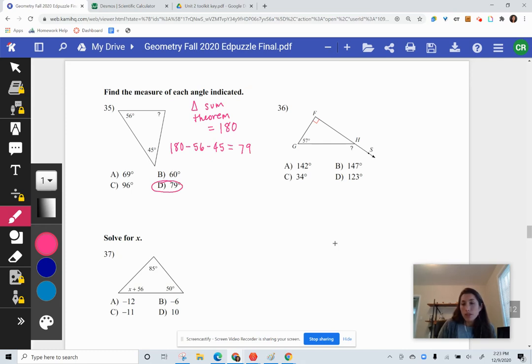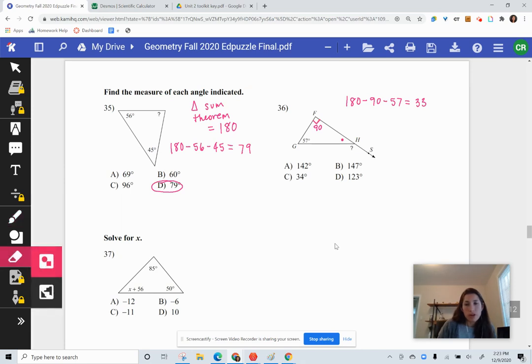We're going to use the triangle sum theorem for this problem as well. So I know this angle here is a right angle. That's 90 degrees. And I'm going to solve for this angle here first. So I'm going to do 180 minus 90 minus 57. So let's figure that out. So 180 minus 90 minus 57 is 33. So I should be able to put into my triangle here a 33-degree angle.